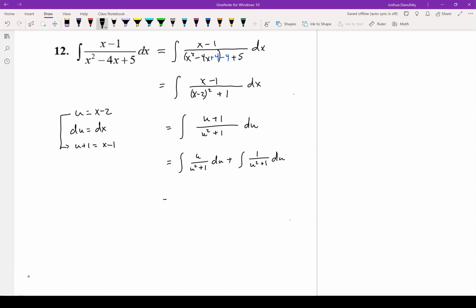For the first integral, we can do a u sub. It's going to give us something like this. You can pause the video and check that out. And in the second one, we have a tan inverse. Finally, we bring back our x minus 2. We could go ahead and multiply this out, and we get a result that looks like this.